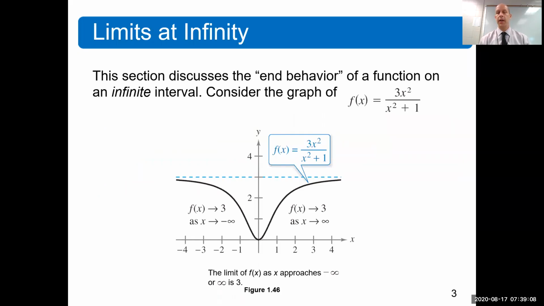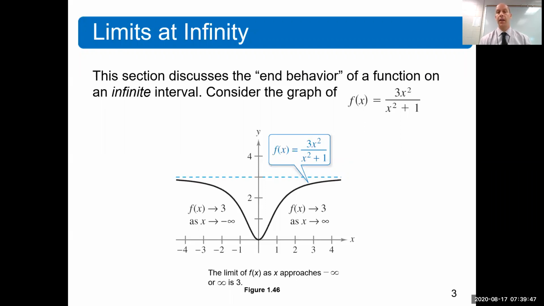So this section discusses the end behavior of a function on a finite or infinite interval. So consider the function f of x equals 3x squared over x squared plus 1. So here's the graph, as you can see here. Now notice that we can only really see in this graph from x equals -4 to 4, but we notice that as this graph continues, if it continues the same trend, as x goes to infinity, it appears that the y value, f of x, is going to 3. And as x goes to negative infinity, it appears also that f of x is going to 3.